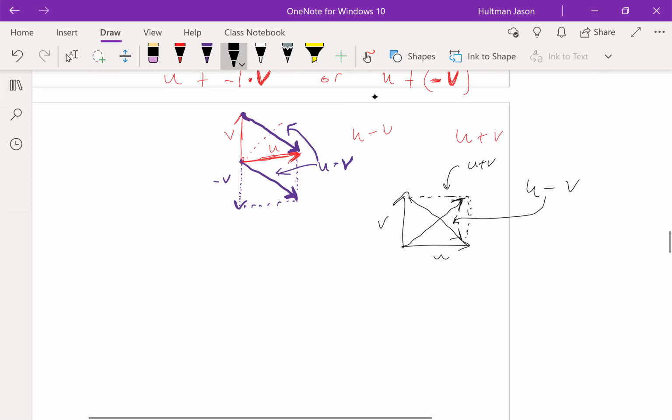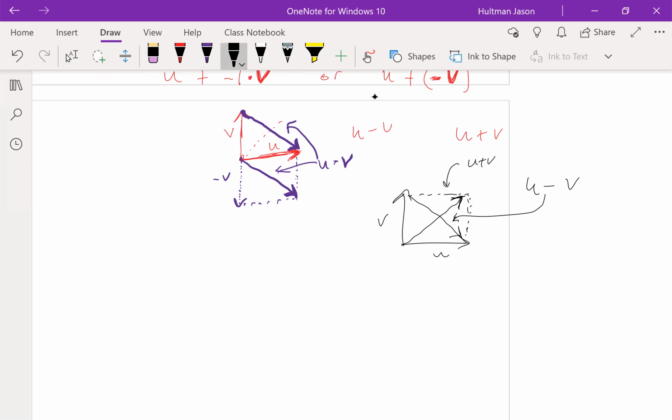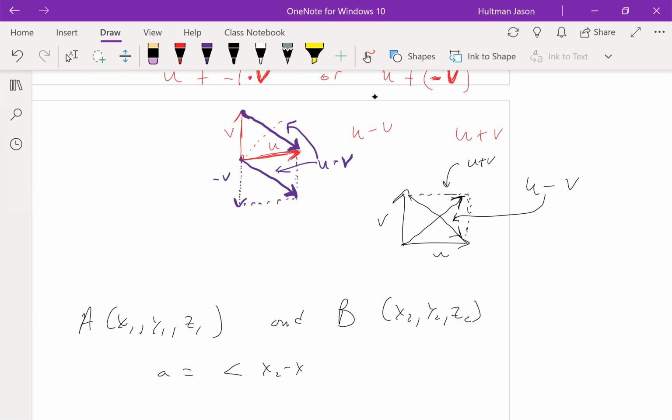Okay, representing a vector from 2 points. Given A, x1, y1, z1, and B, x2, y2, z2. Vector A is just the difference between the x components, the y components and the z components. That's the vector A.